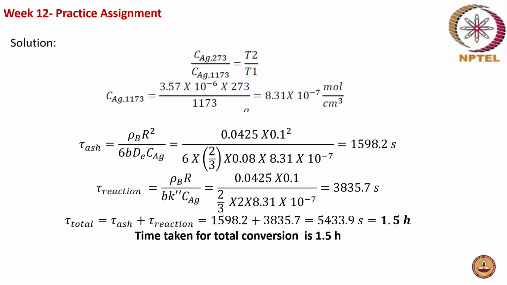So the total time for complete conversion is tau ash plus tau reaction, that is equal to 1598 plus 3835, that is equal to 5433.9 seconds, which is approximately 1.5 hours. So the time taken for total conversion of the zinc blende of 1 mm radius with 8% oxygen flow is 1.5 hours. Okay, so this is the expression.